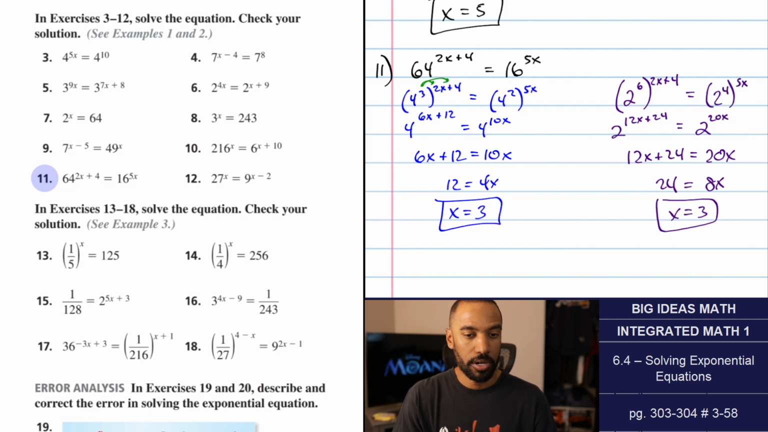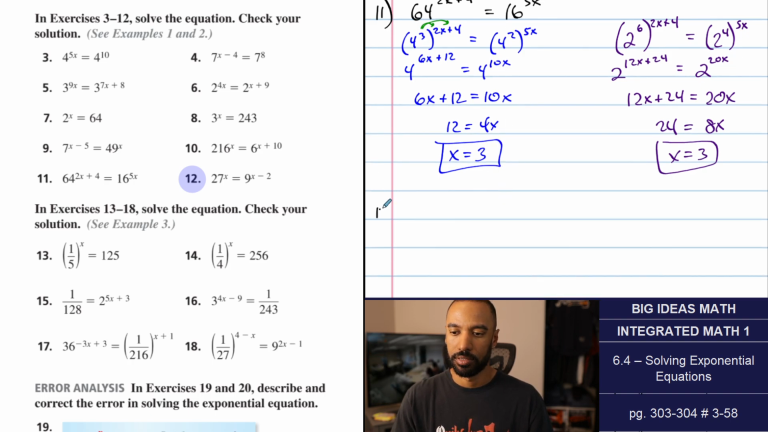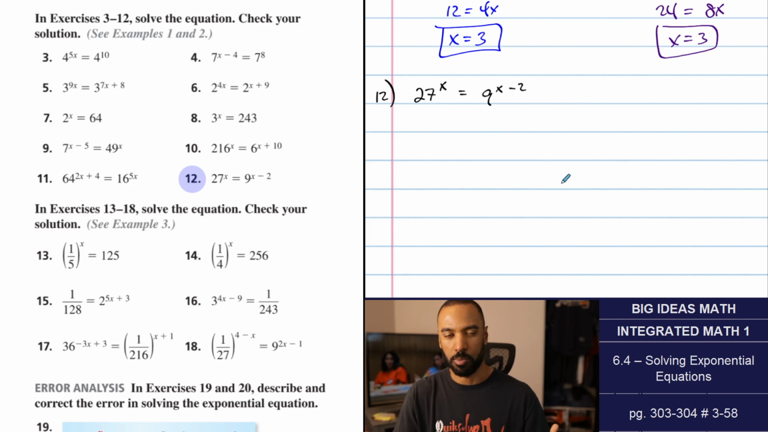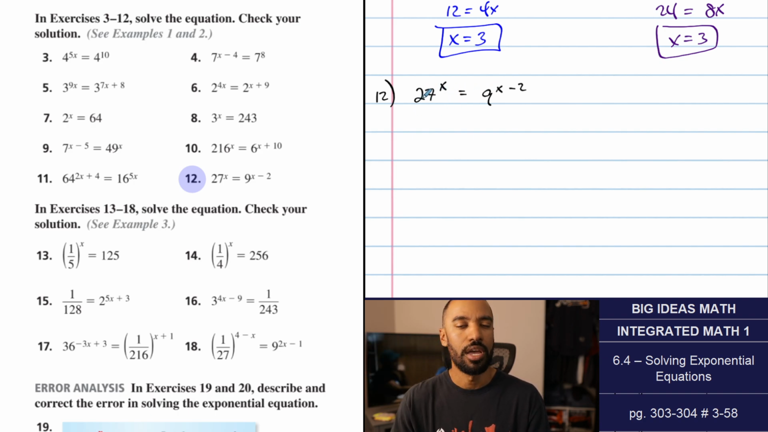All right, let's go to number 12. 27 to the x power equals 9 to the x minus 2 power. This is like number 11 in that neither of these bases represent our matching base. We're going to have to find a smaller base with it. I don't recall if the textbook used these specific ones. I think it's 27 and 9. It's the same thing though. 3 is a matching base for 27 and 9.